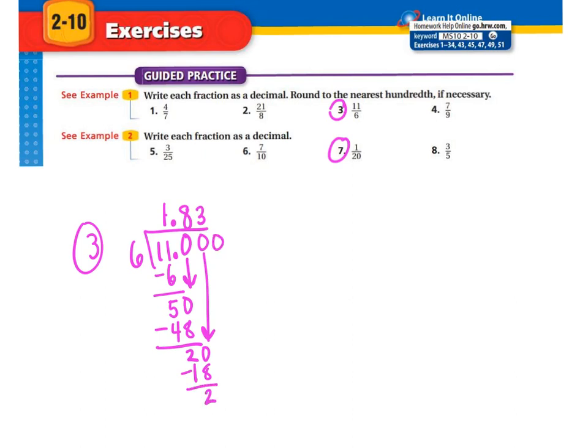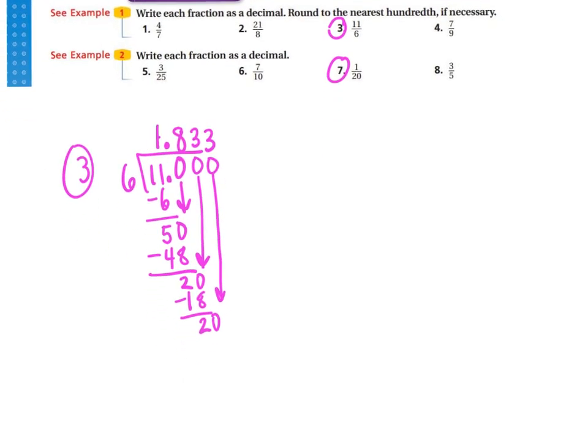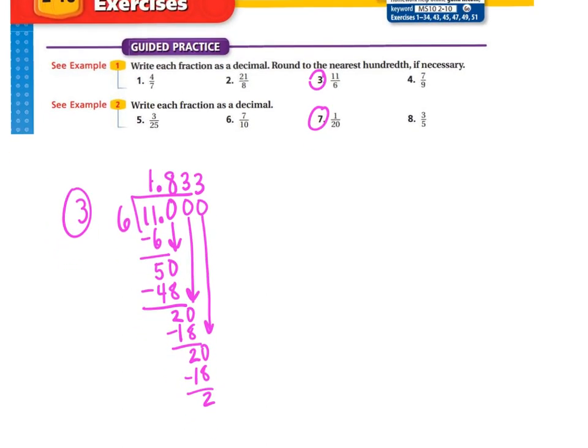Look what's going to happen. We're going to add another 0, and we're going to end up with 6 into 20 again. The 3 is going to repeat, and we'll just keep getting the same remainder. 18, subtract, 2, we'll just keep getting a 3. So we're going to write 11/6 is approximately equal to 1.83 with a line over just the 3. That's what's repeating.